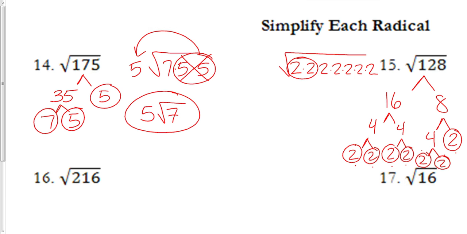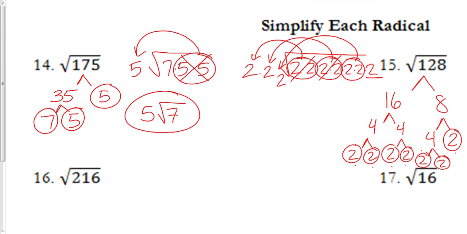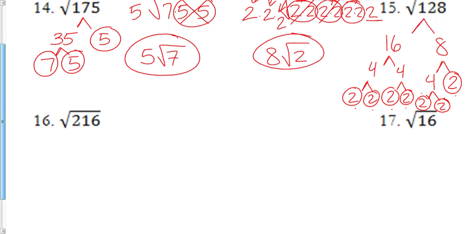Pair them up. That guy's all by himself, so we've got one 2, a second 2, and a third 2 all outside. Multiply those together. 2 times 2 times 2 gives you 8, with one 2 left over. Moving on down to 16.